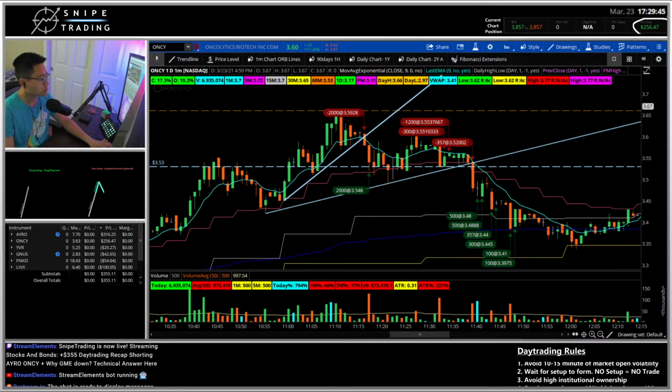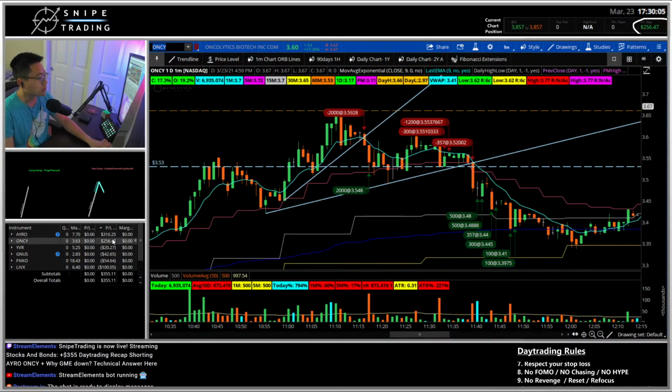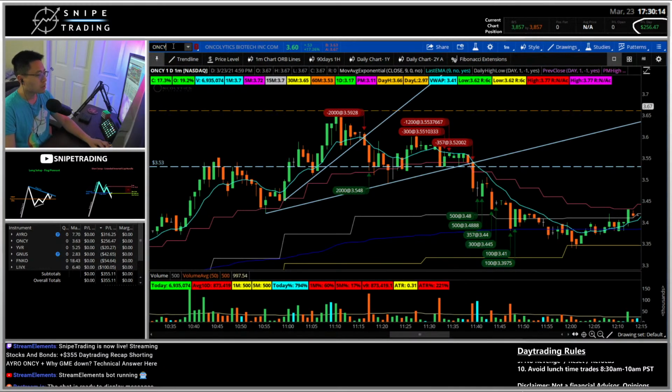So two of those wins make up for, or like one win makes up for the loss, right? So you can see my losses are smaller than my wins. So that's how you can manage your risk, right? Even though, for instance here, I'm only positive on 2 out of 5 stocks, I'm profitable because I kept my losses small.